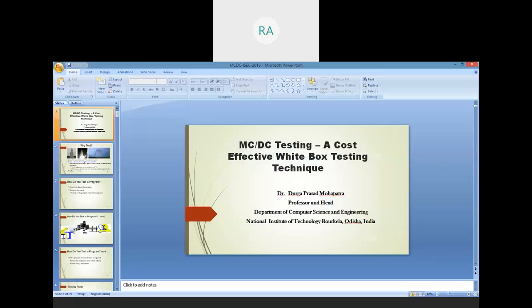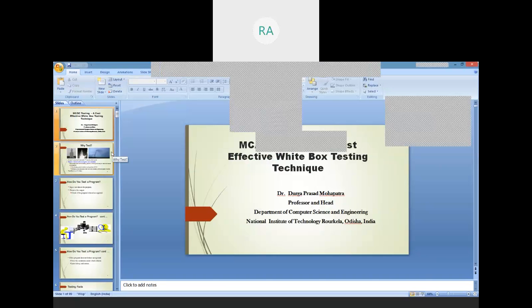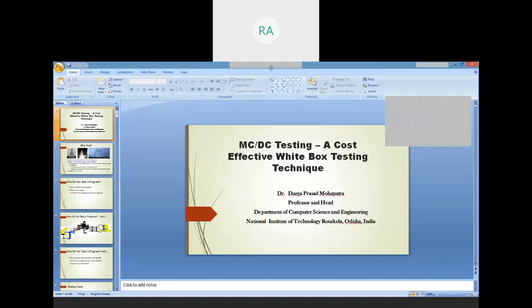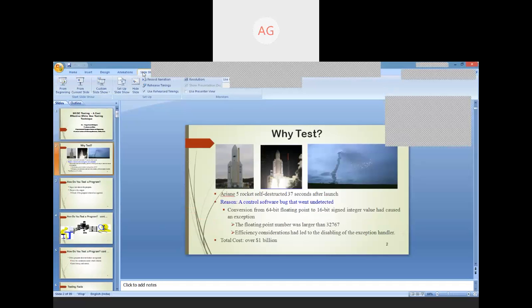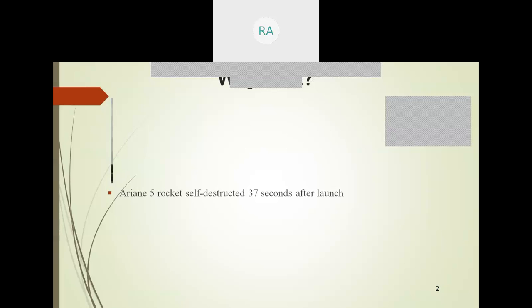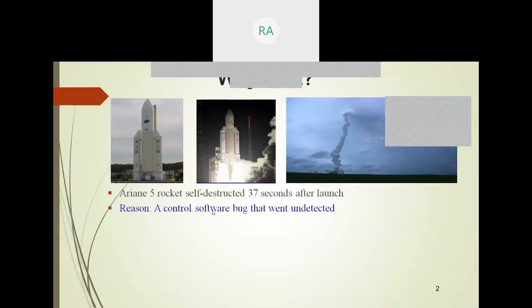Yes, Amulya? Ma'am, it's not visible, ma'am. Now, is it visible? Visible, ma'am. Is MCDC testing visible? Now it's visible, okay, ma'am. Okay, fine. Testing, a cost-effective white box testing. Are you able to view that? Yes, ma'am. Fine, fine. Okay, fine.